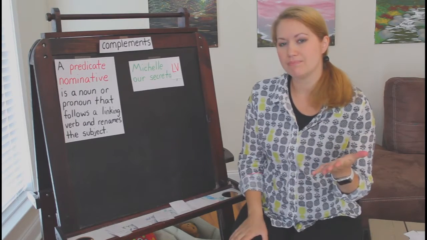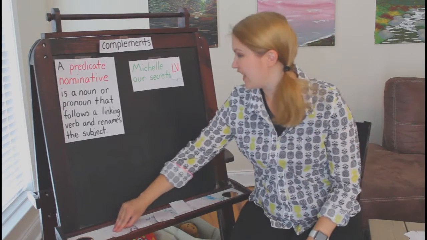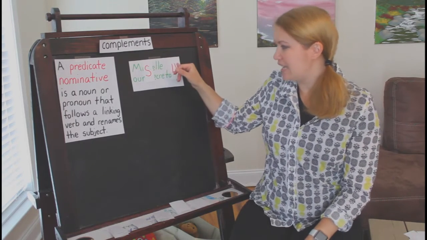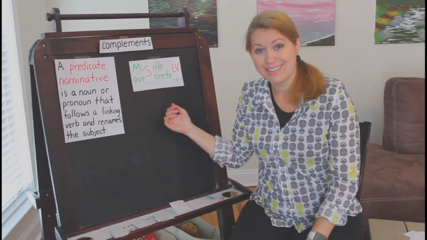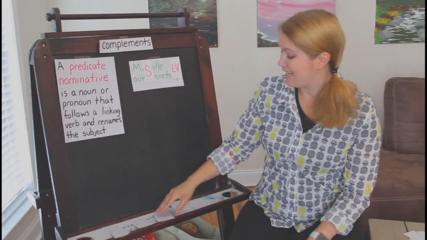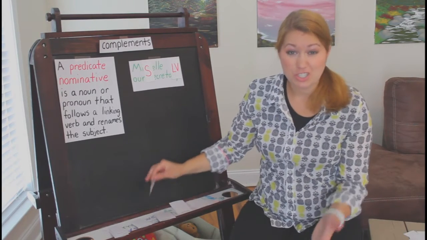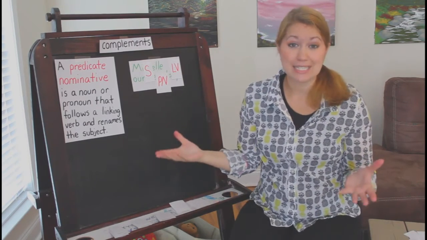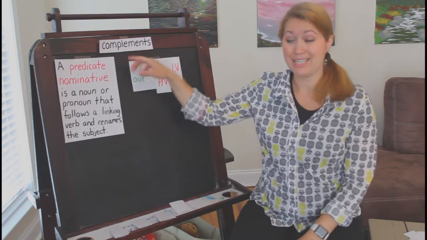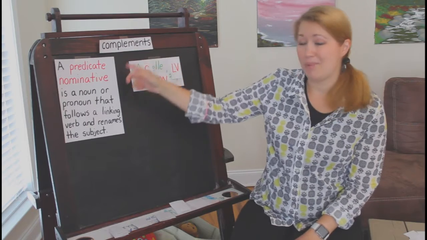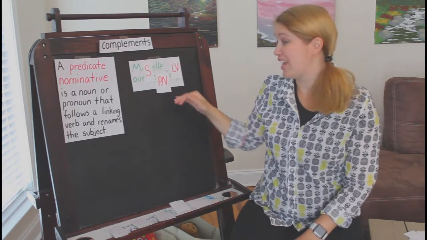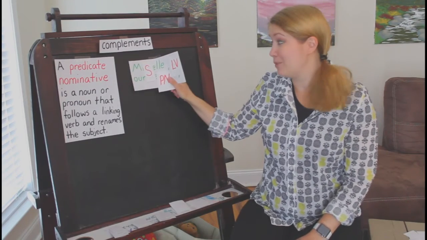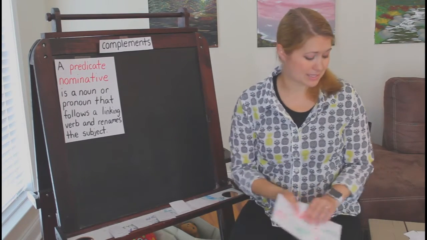What's our subject? Our subject comes first, so that's Michelle in this sentence. Michelle is our secretary. Secretary is renaming and describing Michelle. So that makes our sentence complete. That's a complement because we're renaming our subject. Michelle is our secretary. Our secretary is Michelle. You could say it either way, so it makes sense.